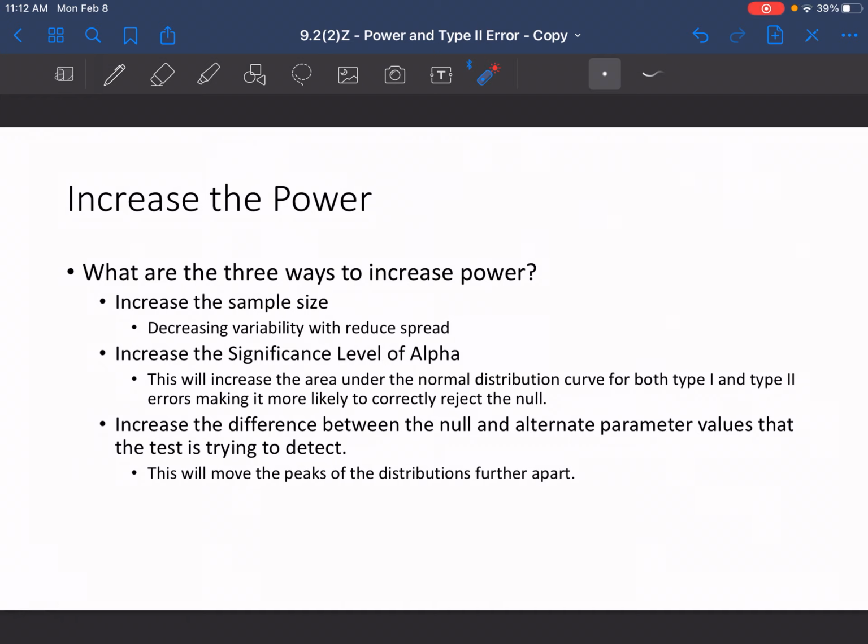So there are really 3 ways to increase power. The first way is that we can increase the sample size, which decreases variability with reduced spread. So again, understanding that if we increase our sample size, that's going to increase our power while also decreasing the probability that we will make a type 1 and a type 2 error.